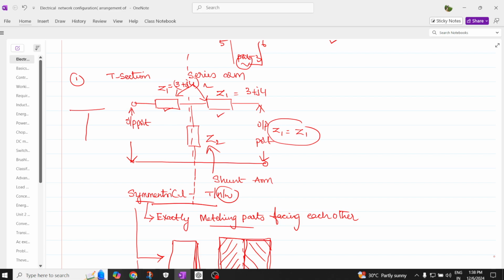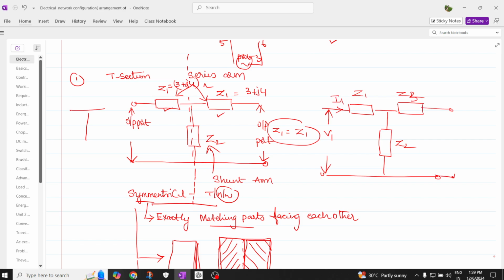Then what is unsymmetrical? The Z1 value should not be equal to the other arm. Now I'm going to redraw it. This is Z1, this is Z2, and I have a shunt branch, let's take this as Z3. I apply a voltage V1 at the input port, and it draws a current I1. At the output port I apply a voltage V2, which takes a current I2.